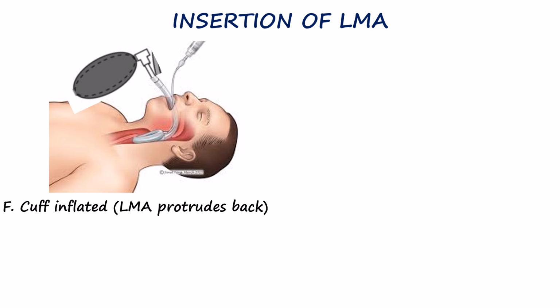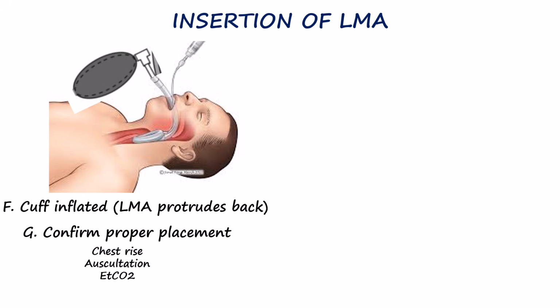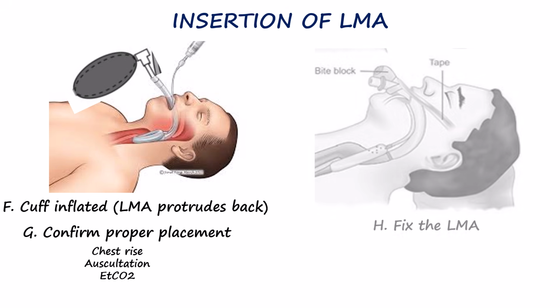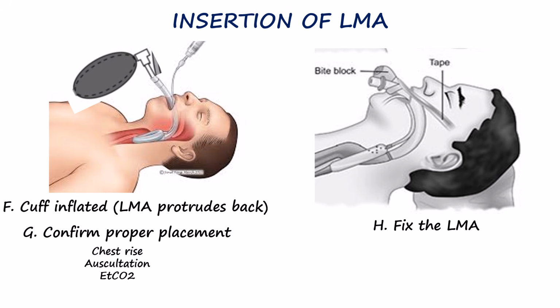Adequacy of ventilation is assessed by observing chest rise, auscultating breath sounds bilaterally, and confirming with end-tidal carbon dioxide monitoring. Once proper placement is confirmed, the LMA is secured with tape or another fixation method to prevent displacement during use.